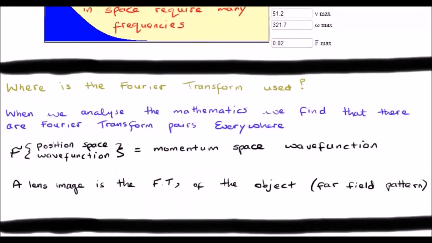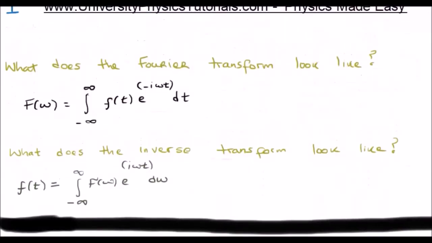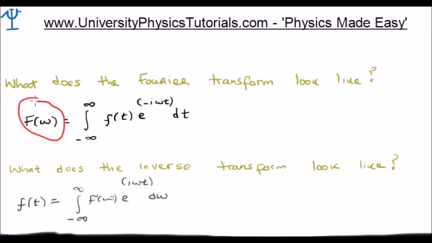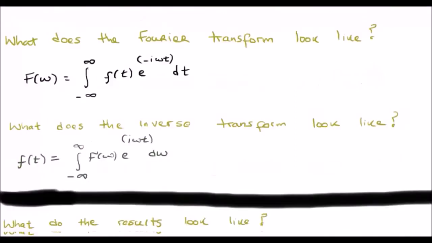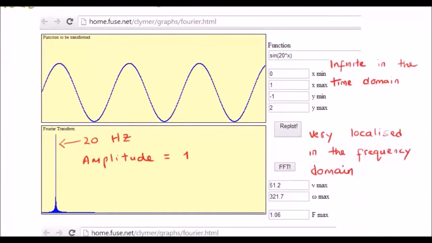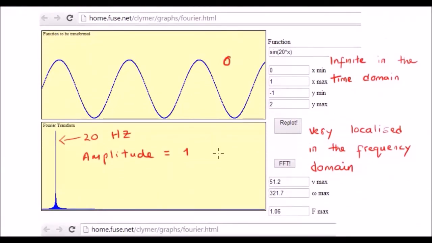The next thing we need to ask ourselves is, where is the Fourier transform used? Well, when we analyze the mathematics, we find out that there are what are known as Fourier transform pairs everywhere. Now, what's a Fourier transform pair? F of omega and small f of t are known as a Fourier transform pair. You could actually rewrite those two equations as a single equation, which we will see later on. And that should be pretty obvious. And they would be Fourier transform pairs. This is a Fourier transform pair, for example.